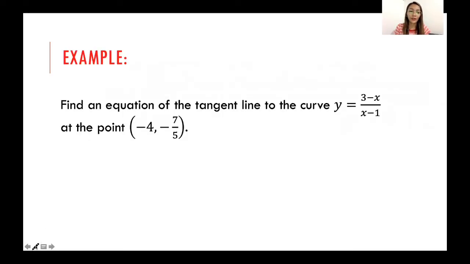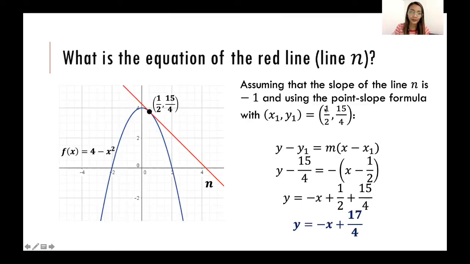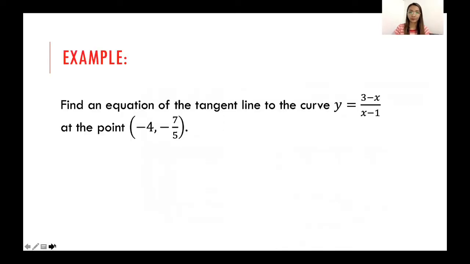Okay? So therefore, the equation of the red line or the line n is y equals negative x plus 17 over 4. Okay? So that's how you find the equation of a line. Okay, so we're just going to use the point slope formula. Okay, so let's have an example.